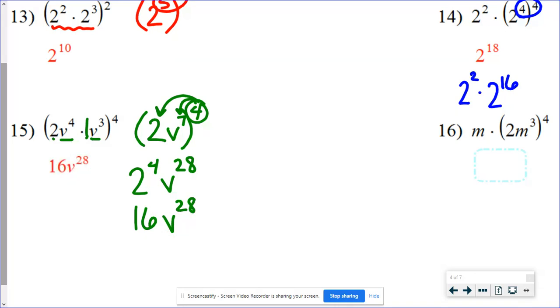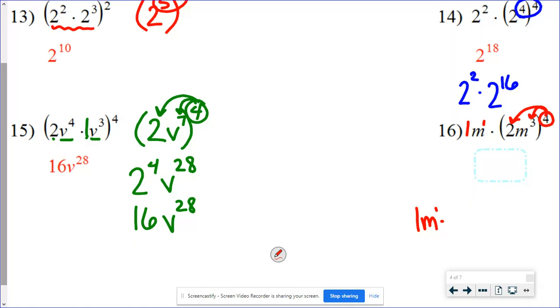In number 16, I would put a 1 right here. And if you wanted to, you could even put a 1 right here. But I'm not even starting with that m. I have to deal with the stuff with the parentheses. The 4 on the outside is going to have to distribute onto the 2 and onto that m to the 3rd. So I'm going to keep that 1m, and I'll even put a 1 for an exponent.